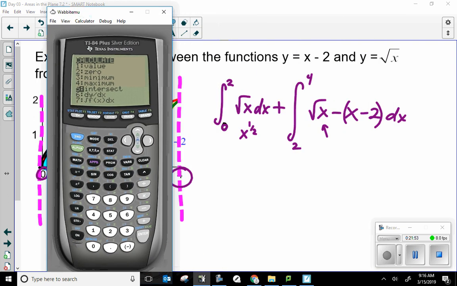So on, let's quit. That is on. I'm going to hit math, and is it 9? The integration it is.